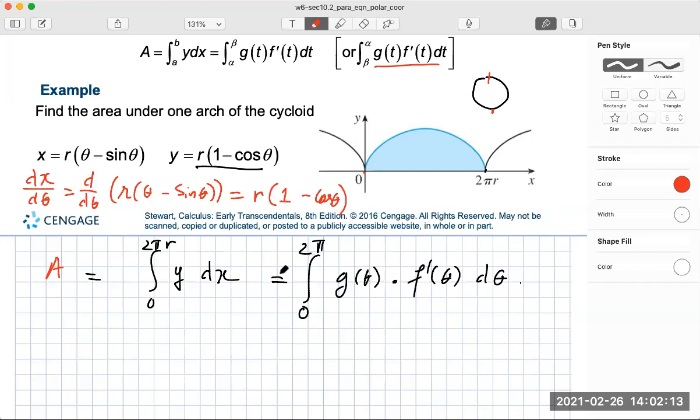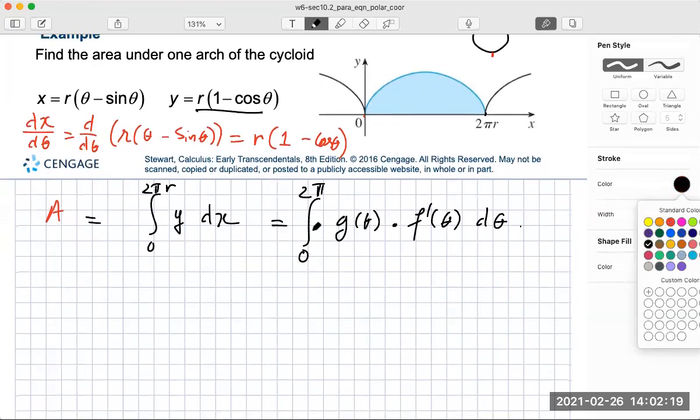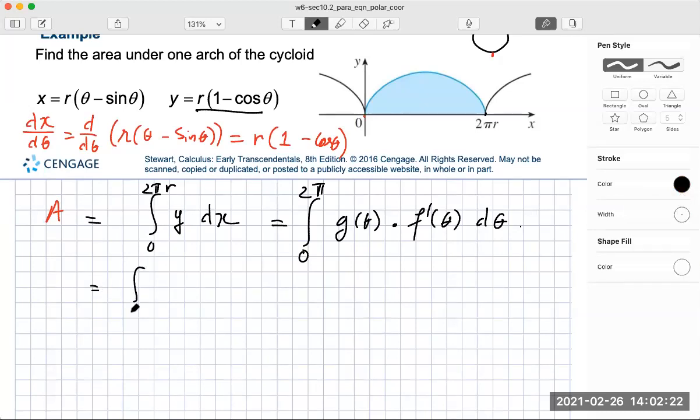Okay. Then, so we have everything, right? Now, let us plug it into this formula. Therefore, it will be the integral from 0 to 2 pi g of theta, which is r times 1 minus cosine theta here, times f prime d theta, which is r times 1 minus cosine theta again, d theta. Okay. Is it clear?